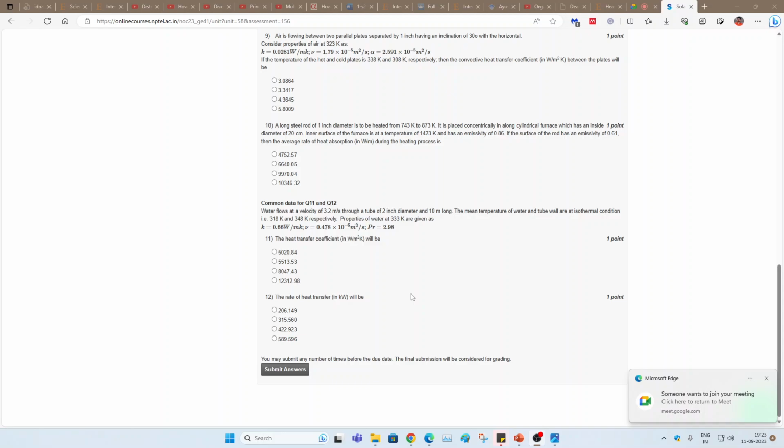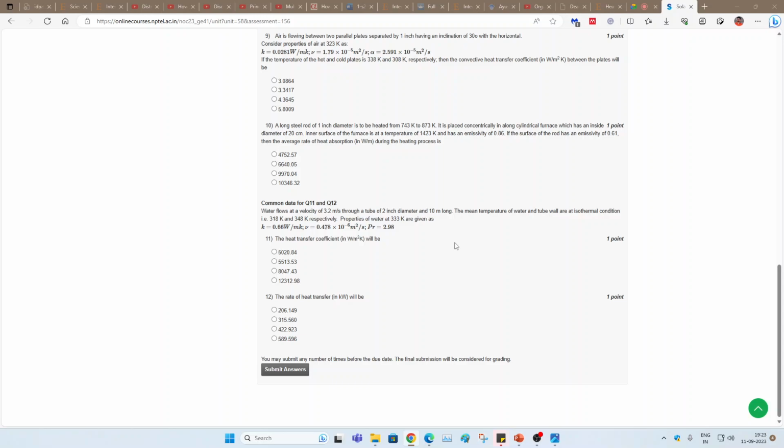Okay, I will give you a hint. Reynolds number is there, so you can calculate the Reynolds number. And what is Reynolds number? Reynolds number is velocity multiplied by diameter upon the kinematic viscosity. So you can get the Reynolds number, and it will be a number.